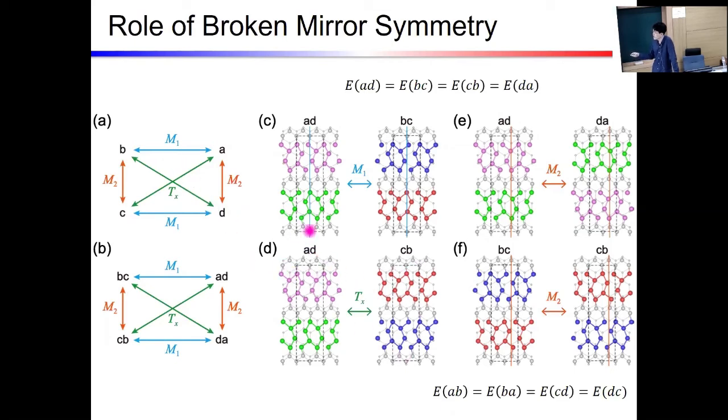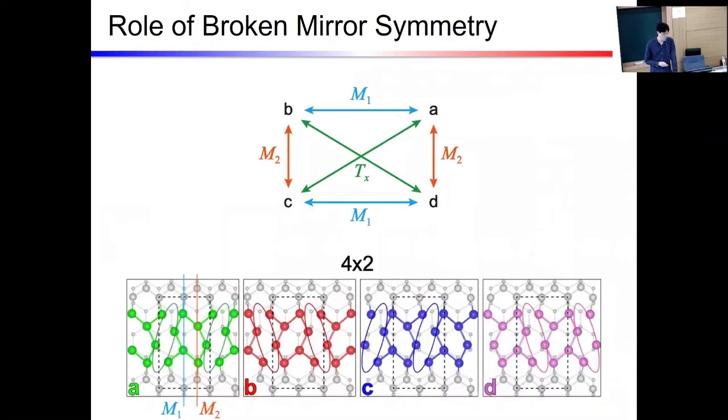So AD and CB are actually identical structures. Then we can draw this conclusion: AD, BC, CB, DA are basically identical forms. Another possible form is BC. Actually, AB, BA, CD, DC can be switched with each other. So okay.